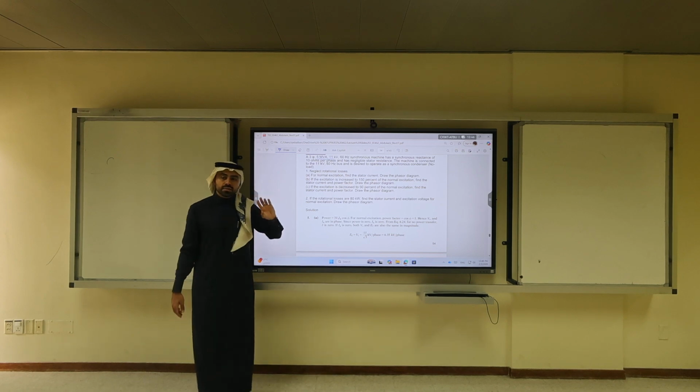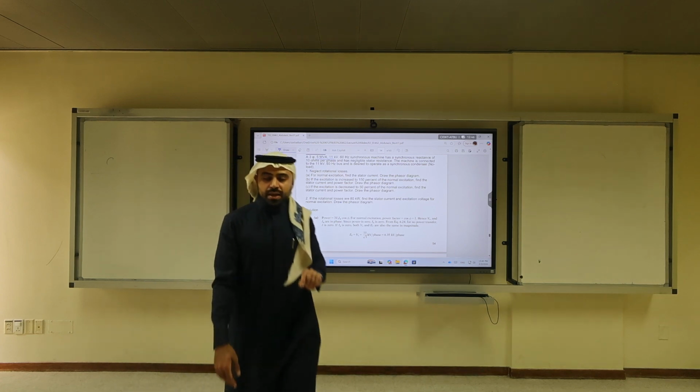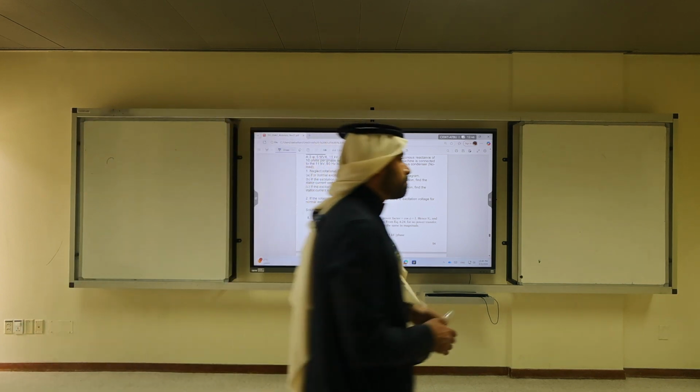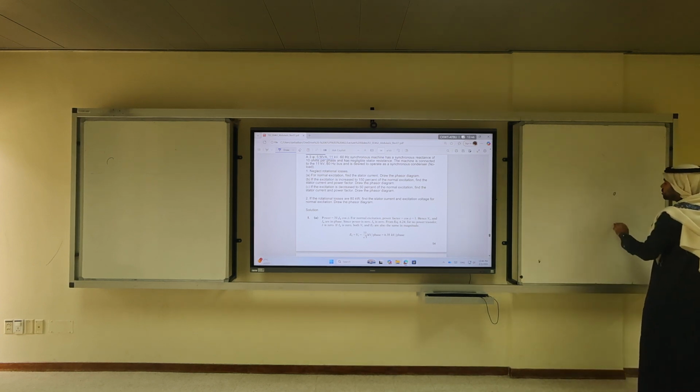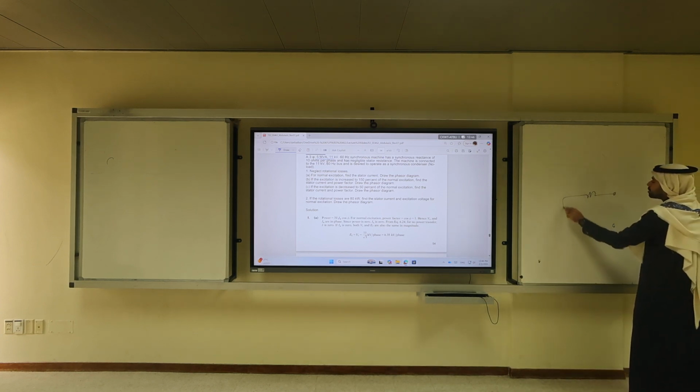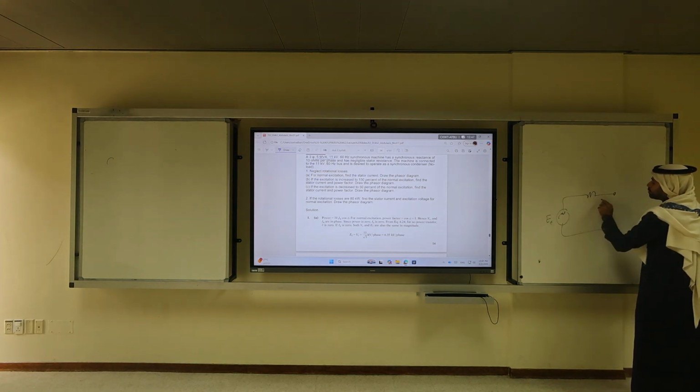But neglect rotational losses means there is nothing on this motor and condenser. Yes, what I'm saying is you have this big synchronous motor. Assume that you ignore the losses. It's a motor, right? Yes.